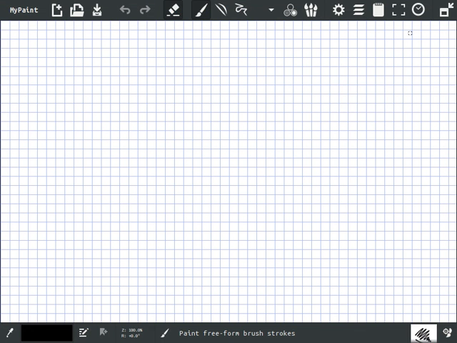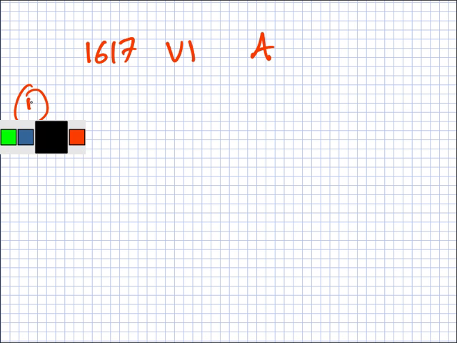Right, okay, let's get started. So what version is this, or what year? 1617 V1, section A. Right, let's get started. So can someone please read the A question to me?